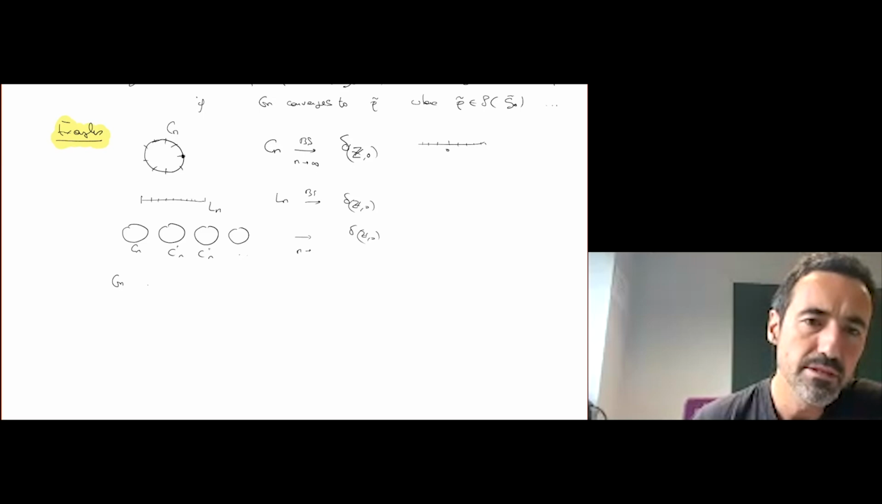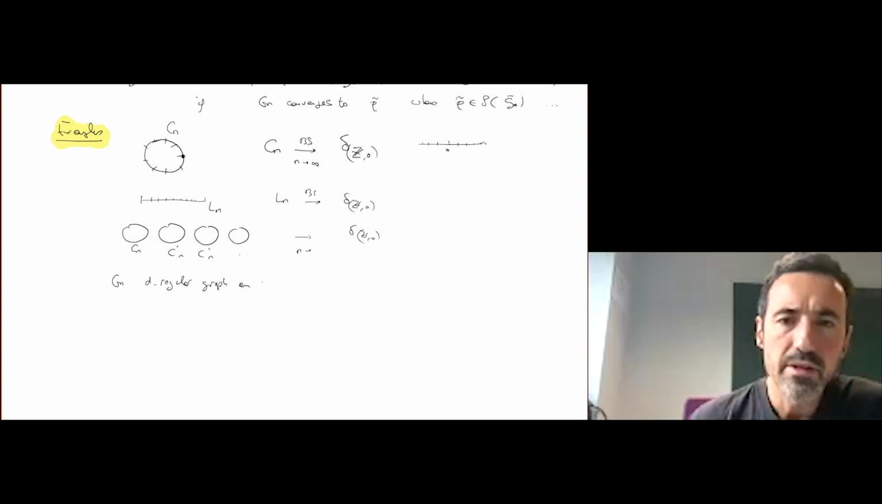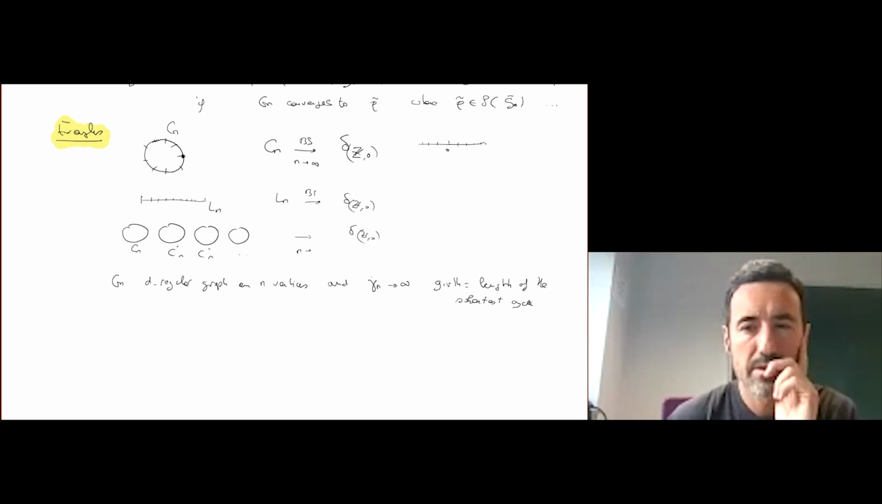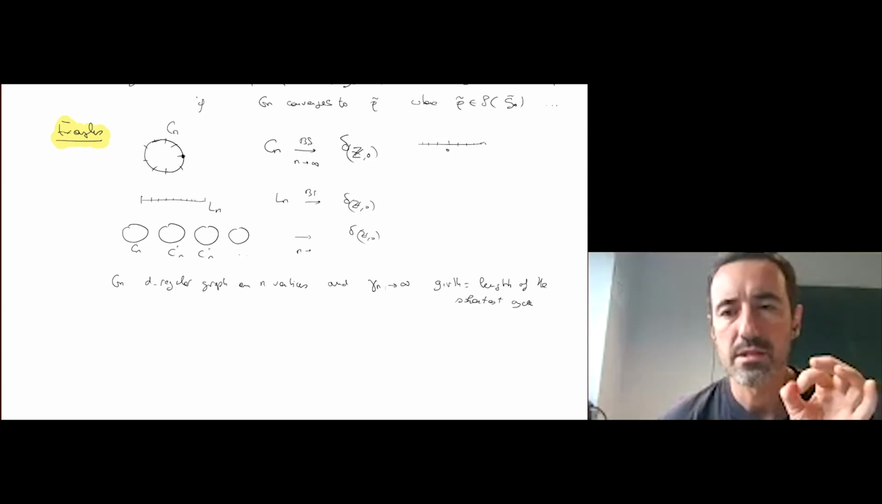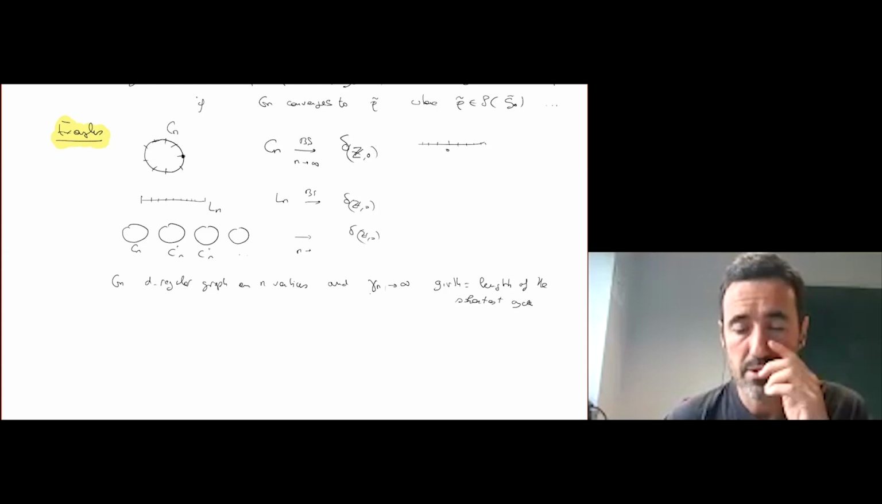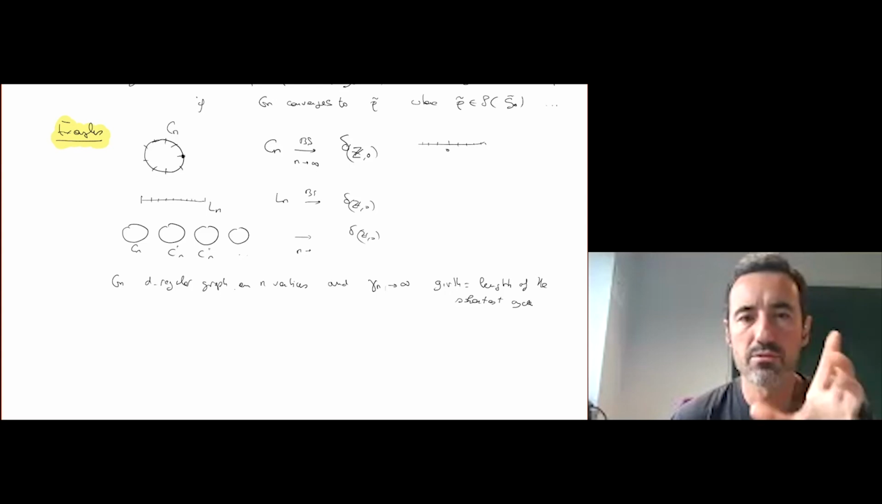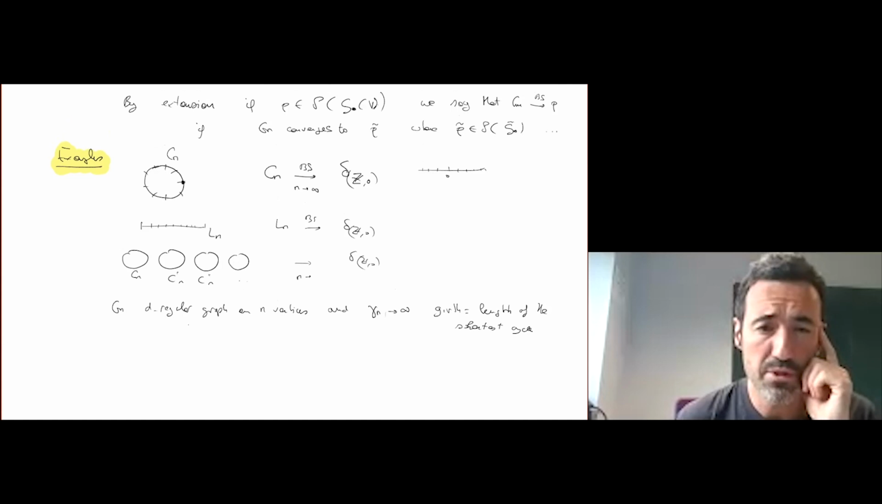If Gn is a d-regular graph on n vertices whose girth gamma n, which is the length of the shortest cycle, goes to infinity, then for the very same reason you will not be able to tell the difference between the t-neighborhood in Gn and the t-neighborhood in the infinite d-regular tree.